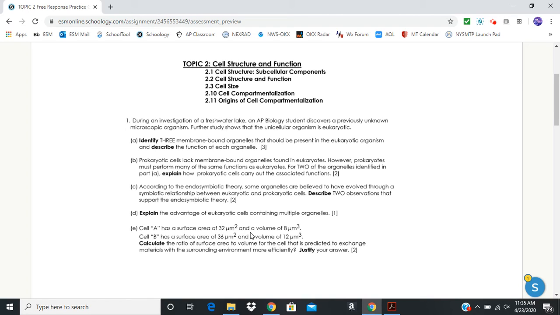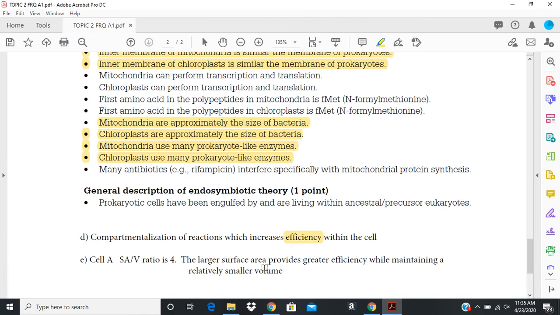Why is that? Cell A is smaller. Remember, a smaller cell always has a higher surface area to volume ratio. So if you calculated that, you would see that that ratio is 4, okay? All you do is divide the surface area by the volume, and then the number you get is a whole number, and so that ratio is 4. The larger surface area provides greater efficiency, okay? That's going to help maintain a smaller volume, okay? So the reason why it's more efficient is because the larger the surface area is to the volume, the more efficient the cell is at transporting materials in, okay?